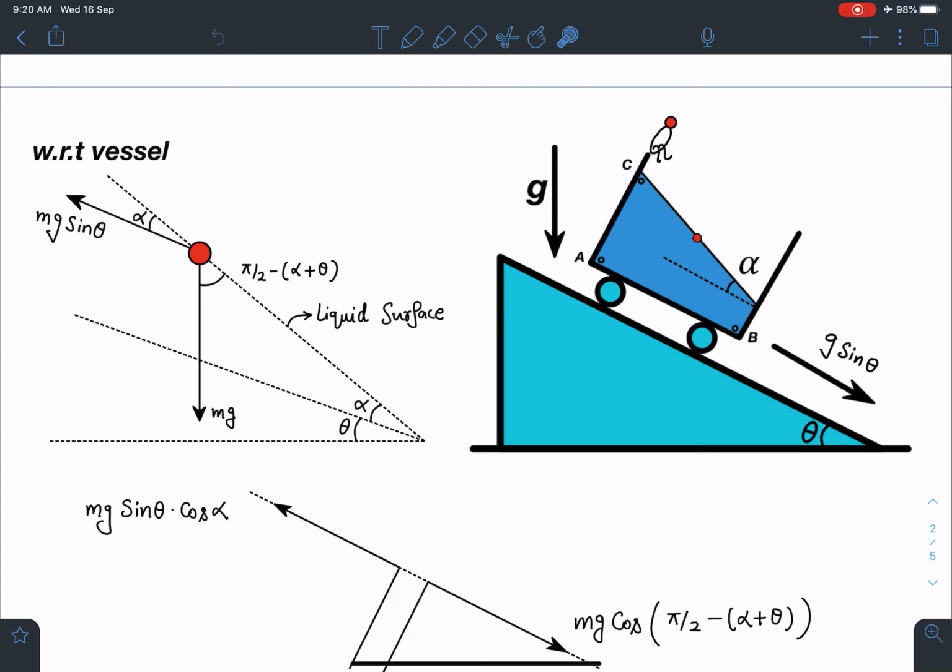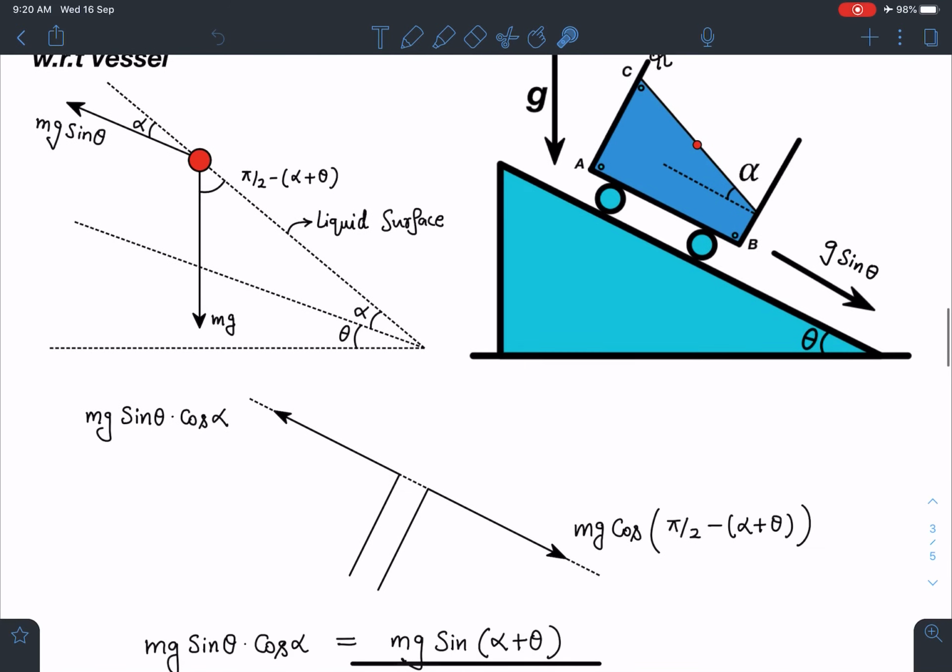So I can easily say that net force along the surface must be 0. If I resolve these forces, the pseudo force component along the surface is mg sine theta cos alpha. Similarly, the weight mg component along the surface is mg cos of (pi by 2 minus alpha plus theta), which will become sine (alpha plus theta).